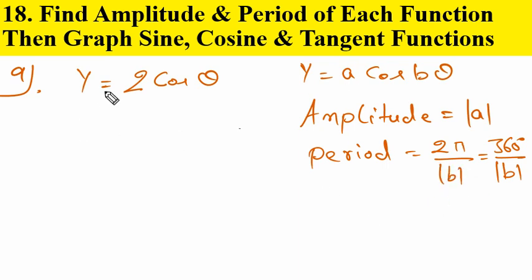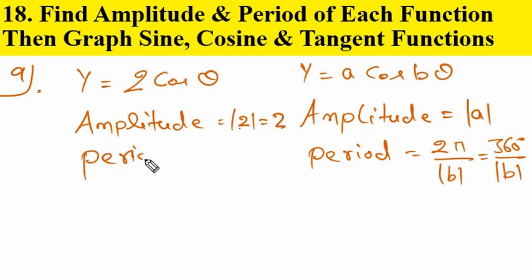Now in this case, if you look here, what is a? A is 2, so the amplitude is 2 or mod 2 you can say, which will give you 2 as answer. And what about the period? The period will be 2 pi over mod b. B is 1 here by default. If you have nothing, then it is 1. So that will give you mod 1, and that's your 2 pi. So the amplitude is 2 and period is 2 pi, right?